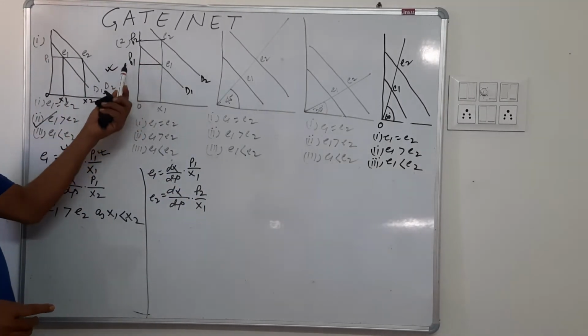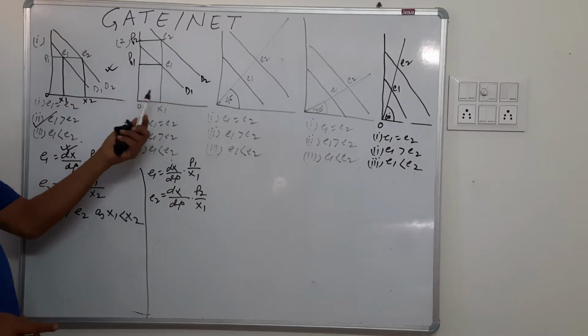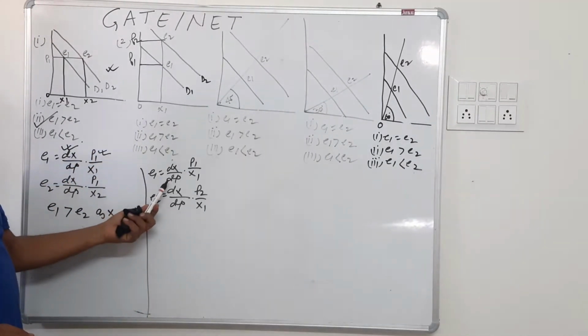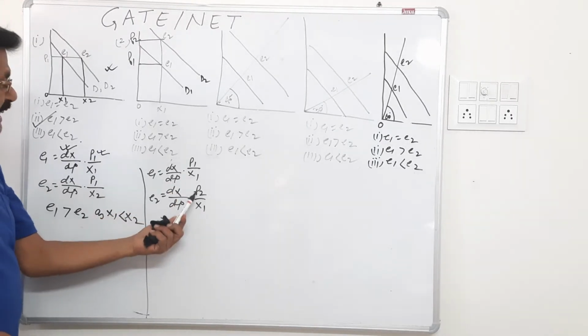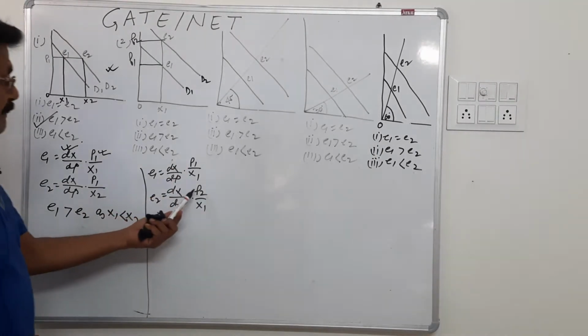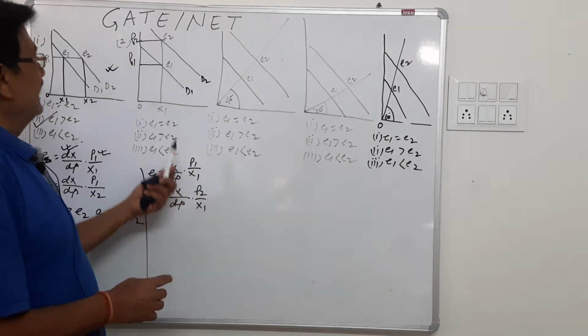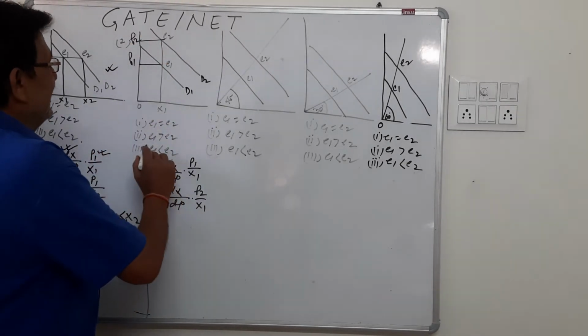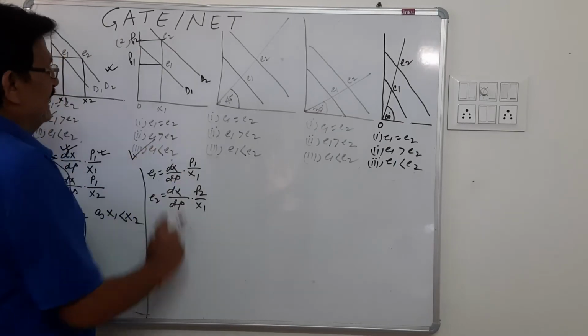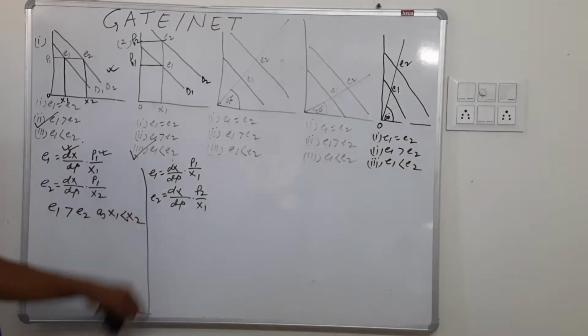On these 2 points, only price has changed, with slope and demand remaining constant. So slope remaining constant, demand remaining constant, only initial price has changed, and price happens to be in the numerator. So the larger the numerator, the larger the elasticity. So E1 is smaller than E2, or E2 is greater than E1.